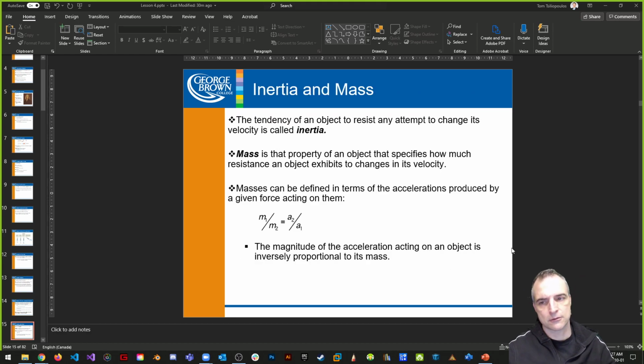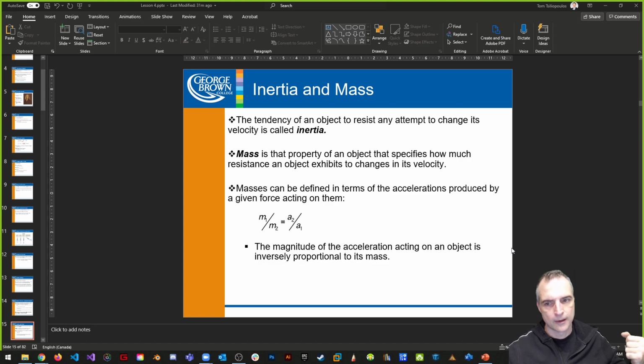When it comes to inertia and mass, the tendency of an object to resist any attempt to change its velocity is called inertia. So in other words, if I'm already in motion, and there's something that's causing me to stop or slow down, we can say that I have inertia. I have enough inertia that I'm going to keep moving in the same direction. Same thing if the object is at rest, it's going to take energy, force, to move that object and to start motion.